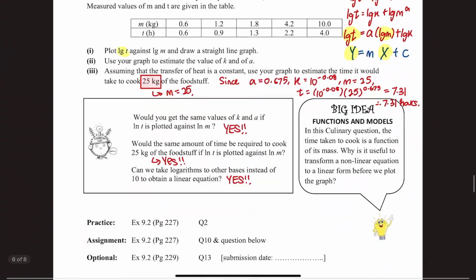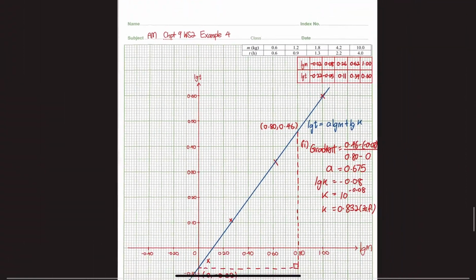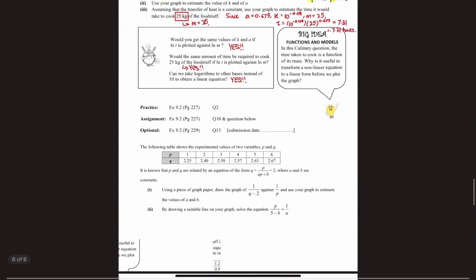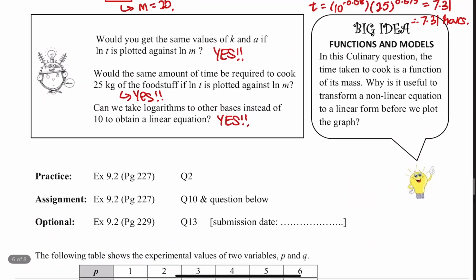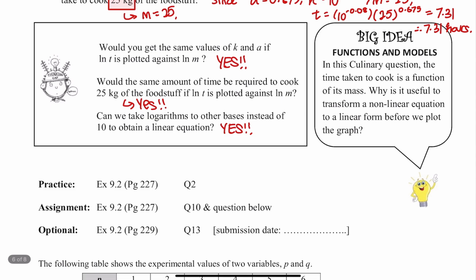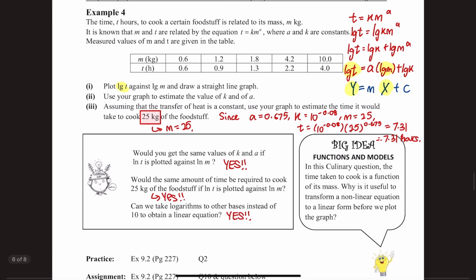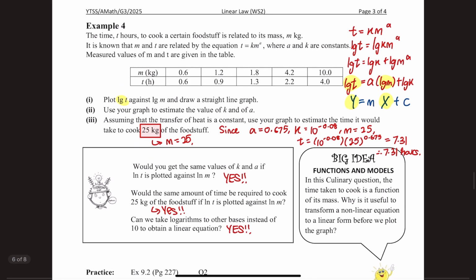Alright, so that's all for all the example questions in this worksheet. Once you're done, please go back and try the practice questions, which will be gone through in class after you have practiced all these questions over here. Please finish up practice question 2, and we'll continue more in class. So this will be the end of the worksheet for linear law worksheet 2.